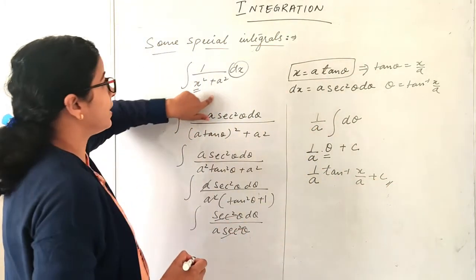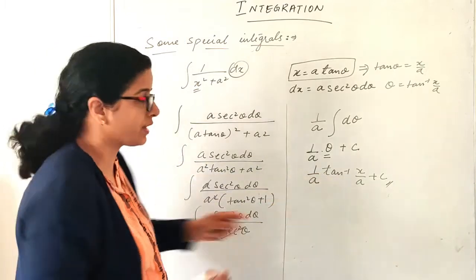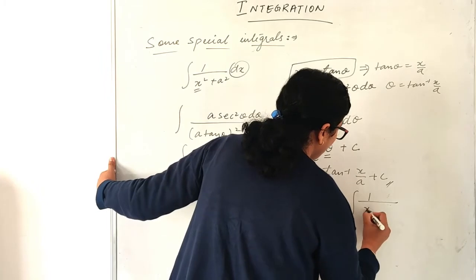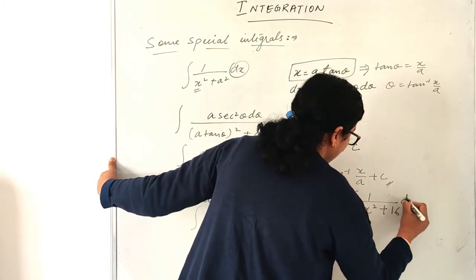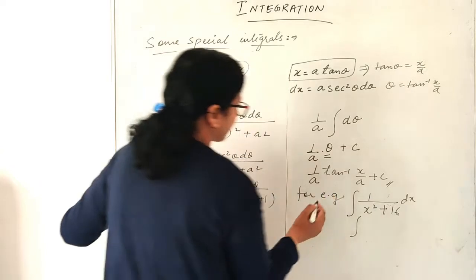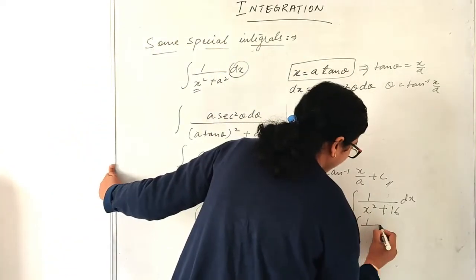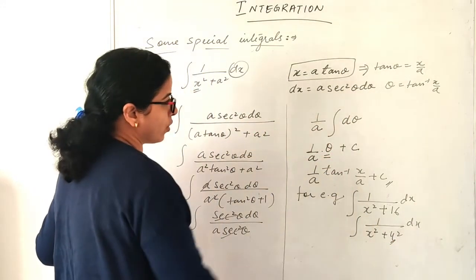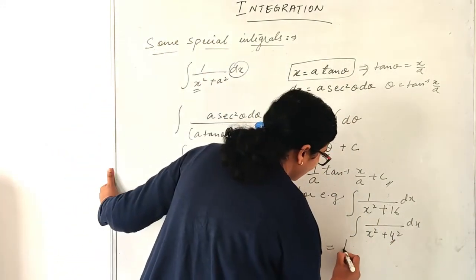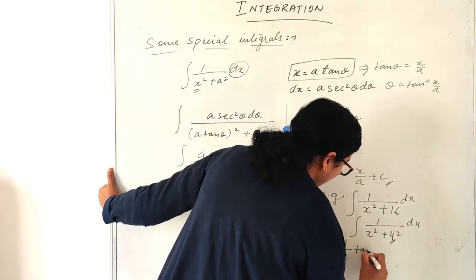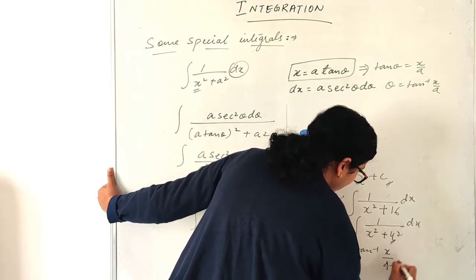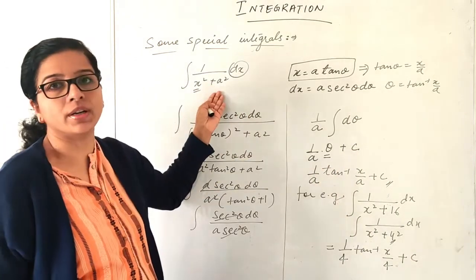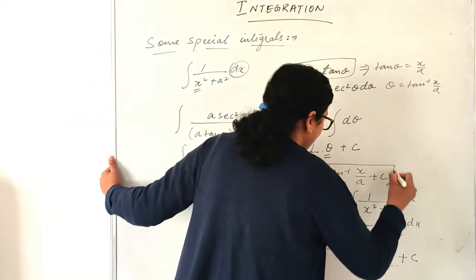So whenever you have an integral of this kind, you can directly solve it. Say for example, you have integration 1 upon x square plus 16 dx, right? So you can change it into the form. So the value of a is 4. Substitute. So directly I can write the answer as 1 upon 4 tan inverse x by 4 plus c. Is it clear? So this is the way to solve this kind of integral, and this is my standard formula.